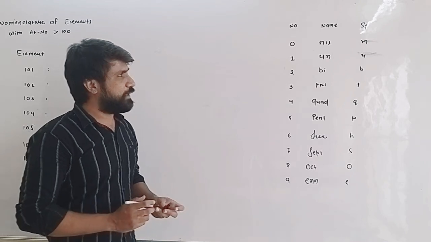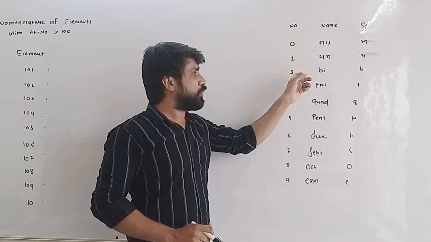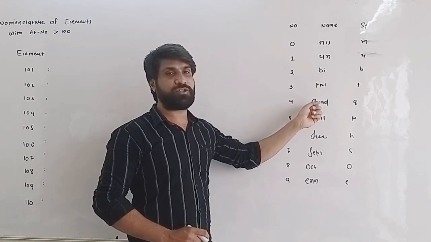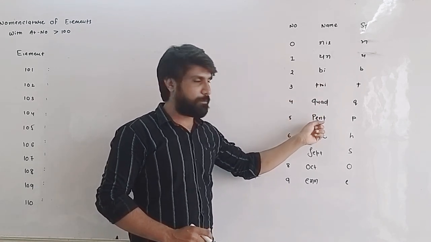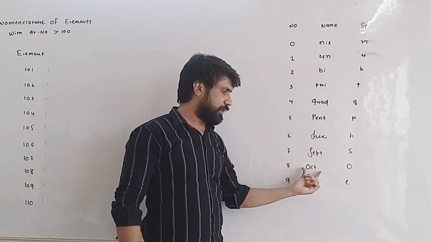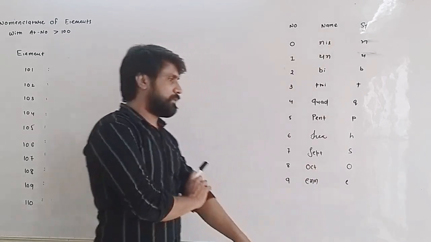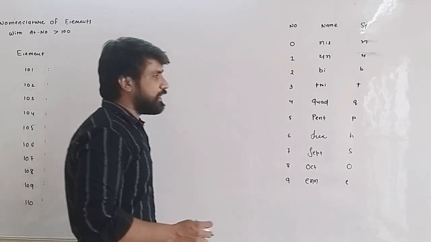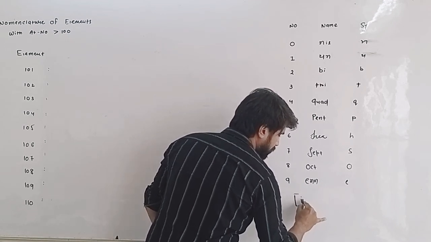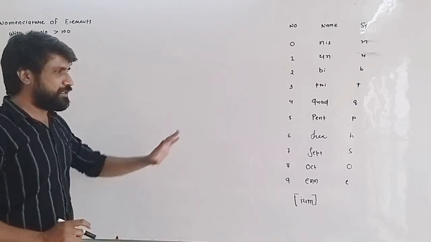Okay. Understood? If 0 is there, then you have to use what? Nil. If 1 is there, then un. If 2 is there, then bi. If 3, then tri. If 4, then quad. If 5, then pent. If 6, then hex. If 7, then sept. If 8, then oct. And if 9, then enn. Is it clear? And they are the symbols of those elements. It means that number. Okay. And at last, you have to use ium. Are you getting me? You have to use what? ium. That is a very simple thing.